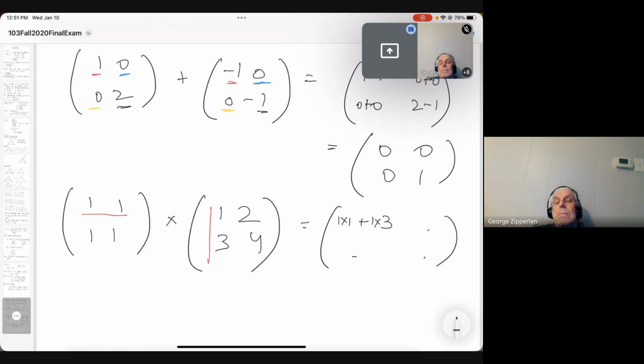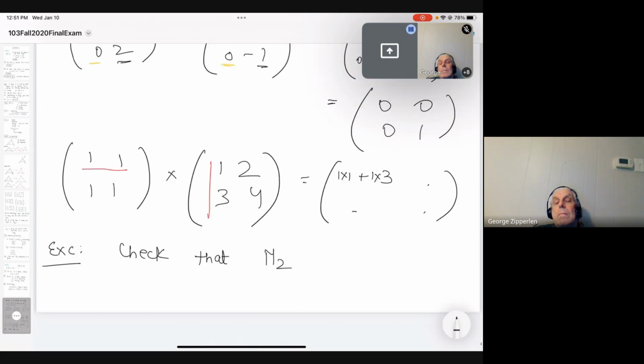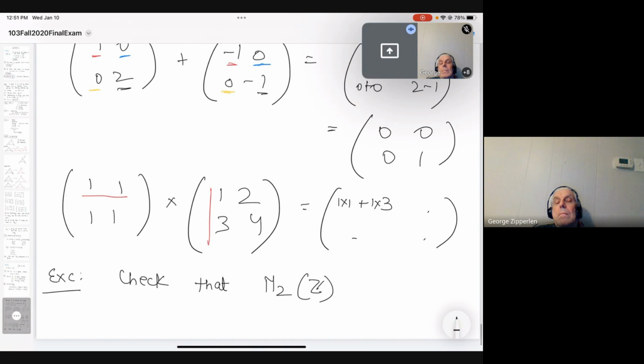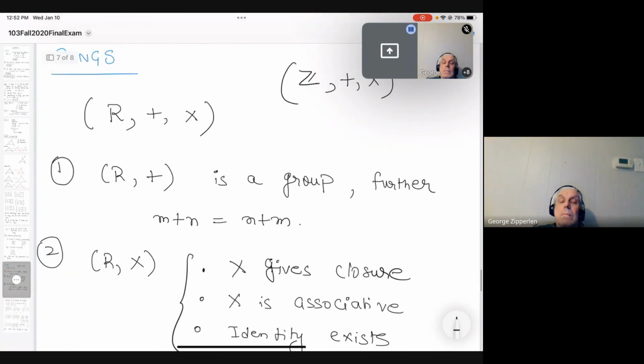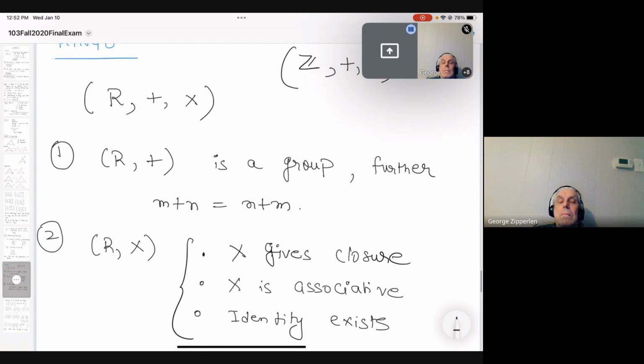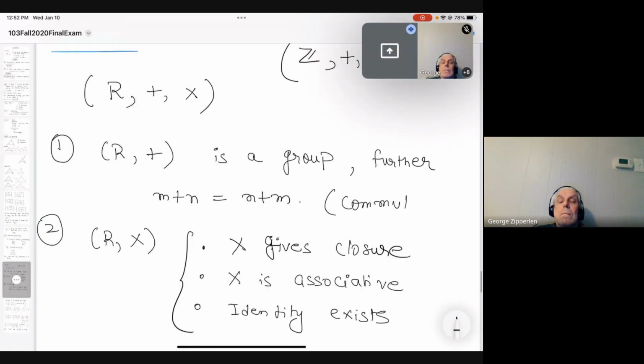So I'll leave another exercise. Check that this set of 2 by 2 matrices, which I'll call M2Z because the entries are integers, is a ring with multiplication and addition as described above. There are three things to check. First, with respect to addition, it's a group, and the commutative property is also satisfied. This property is called commutativity.